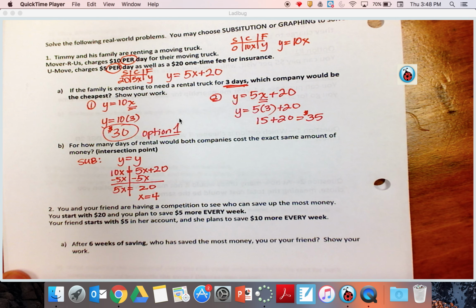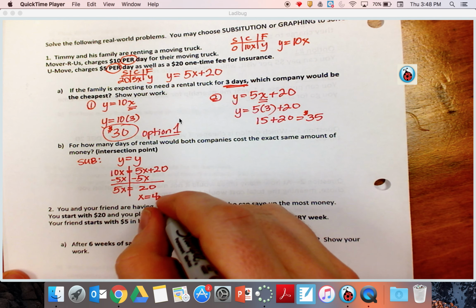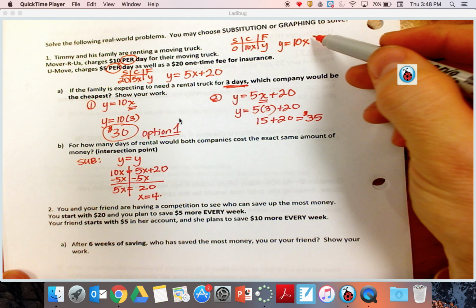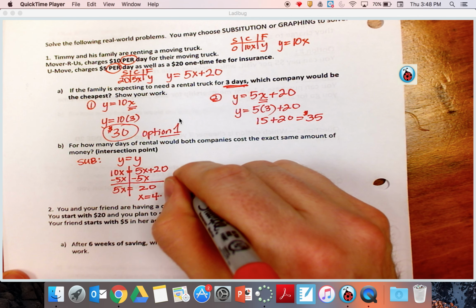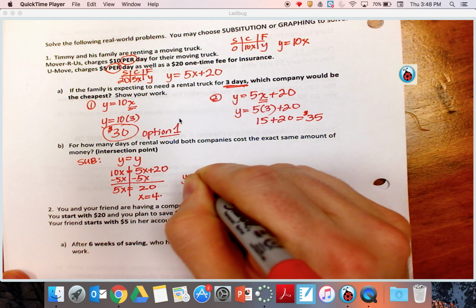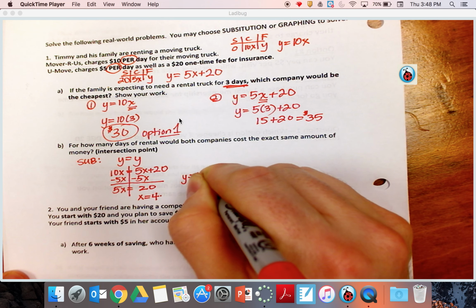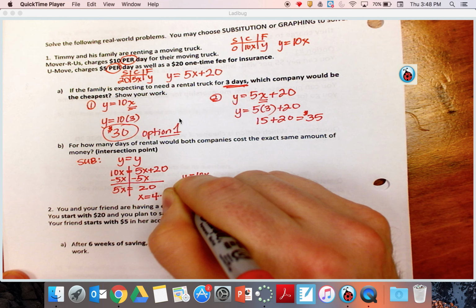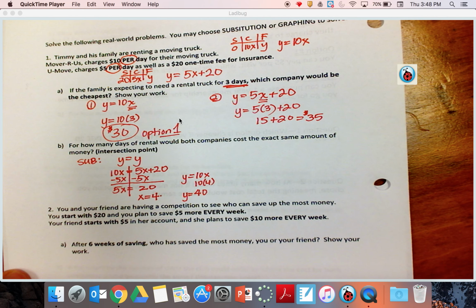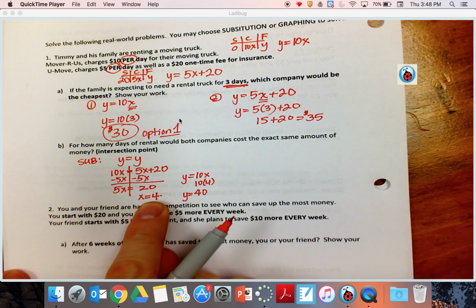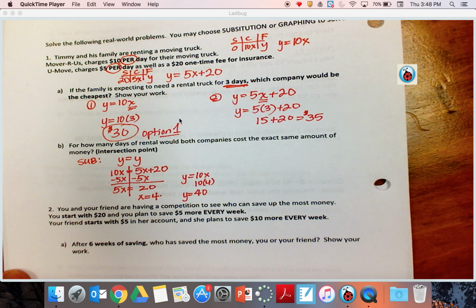Now I need to know what my y value is. So I'm just going to plug my x value back into any one of these two equations. I'm going to use the easy one. y equals 10x. So 10 times 4 is 40. So my y is 40. So my solution there would be (4, 40). So it would be 4 days at $40.